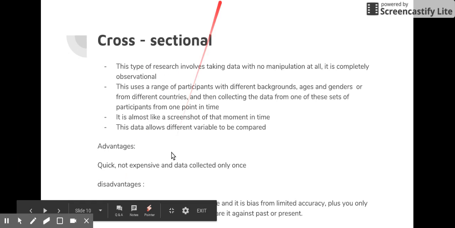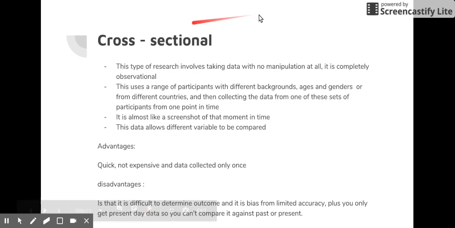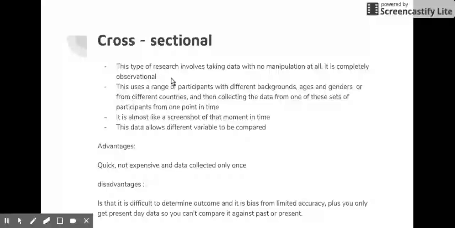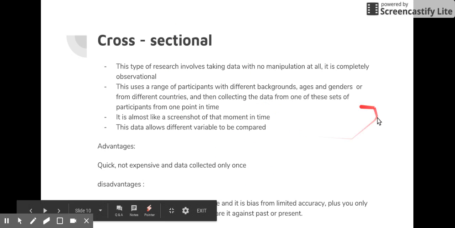So there's another type of data called cross-sectional. This type of data involves taking data with no manipulation at all. It is all completely observational. So this means you're just watching what's happening. You have no say on what happened. You have no say on what questions are asked. You're just observing. You're just watching. This uses a range of participants with different backgrounds, ages, genders, or different countries. And then you collect sets of data from each participant at one point. It's almost like a screenshot at that moment of time.